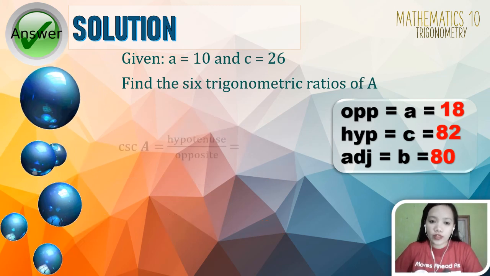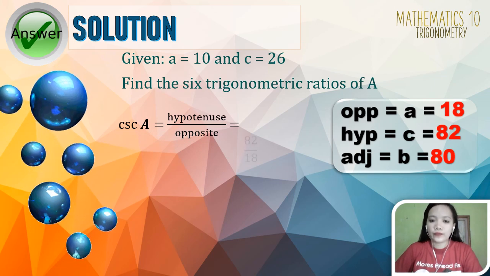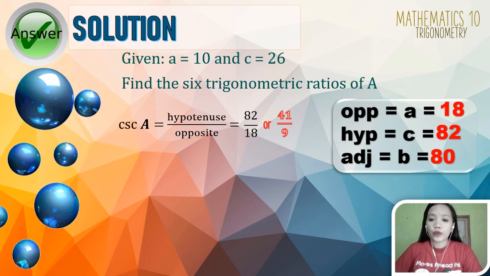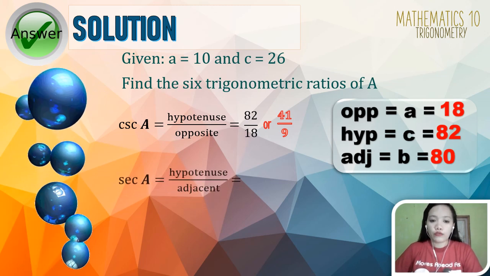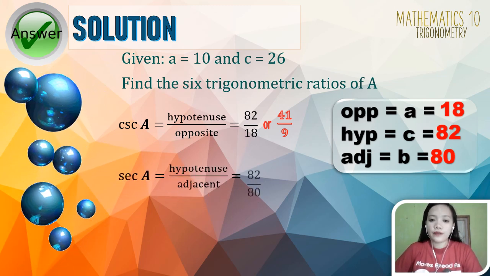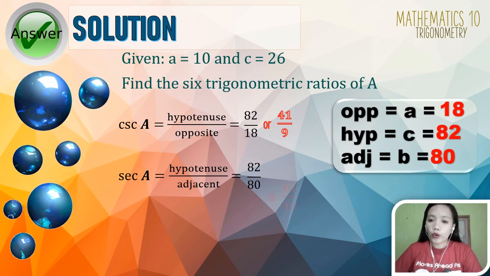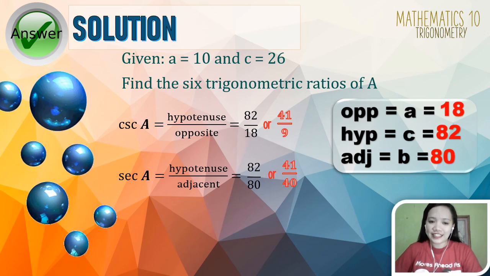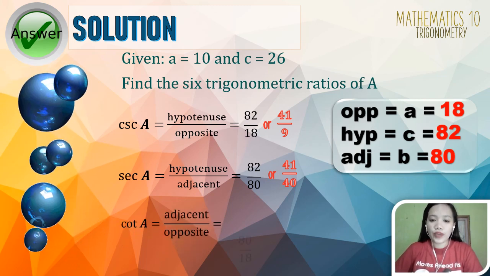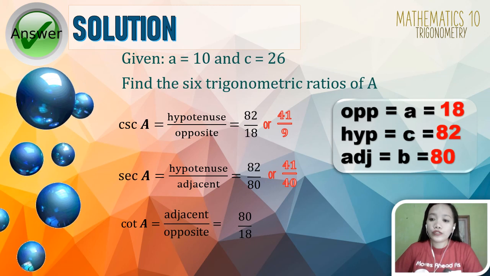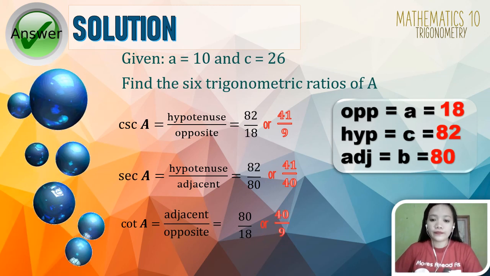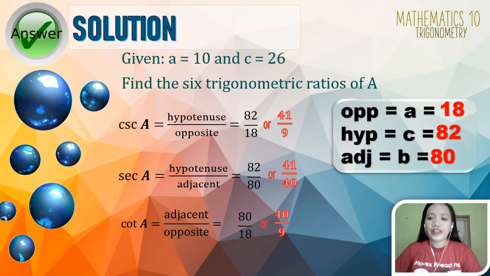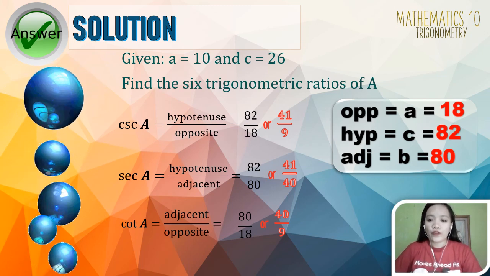So let's start with cosecant A. We'll have 82 over 18, or 41 over 9. For secant A, we have 82 over 80, or 41 over 40. And lastly, for cotangent A, we have 80 over 18 or 40 over 9. So we're done with the last problem for this video.